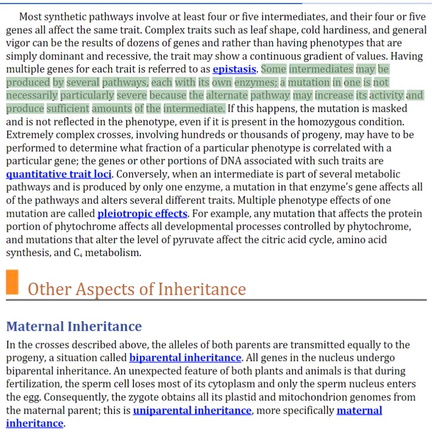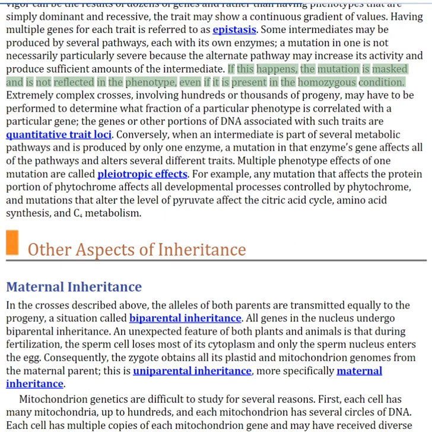Some intermediates may be produced by several pathways, each with its own enzymes. A mutation in one is not necessarily particularly severe because the alternate pathway may increase its activity and produce sufficient amounts of the intermediate. If this happens, the mutation is masked and is not reflected in the phenotype, even if it is present in the homozygous condition.